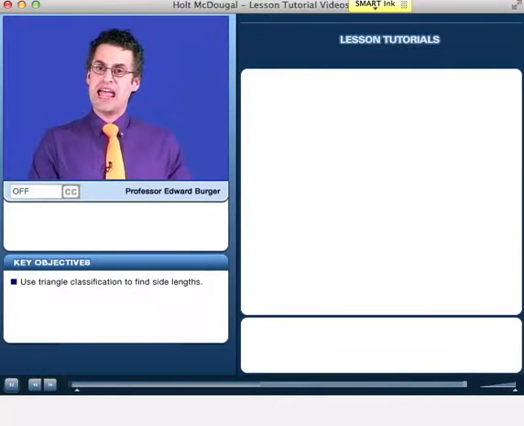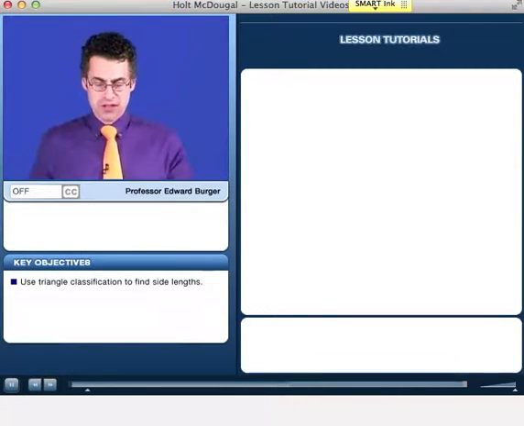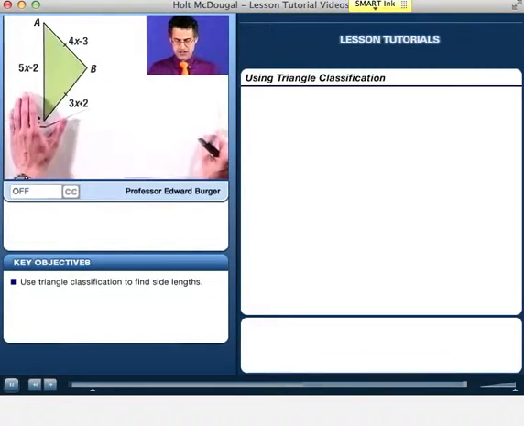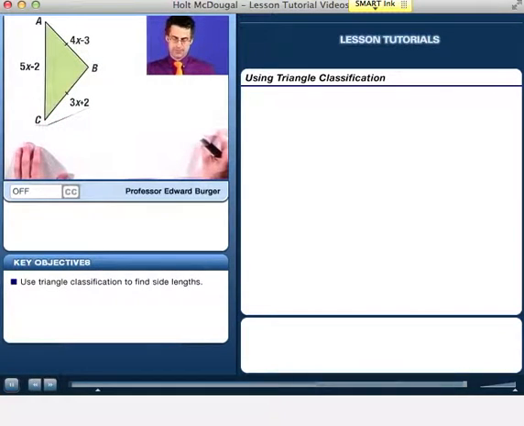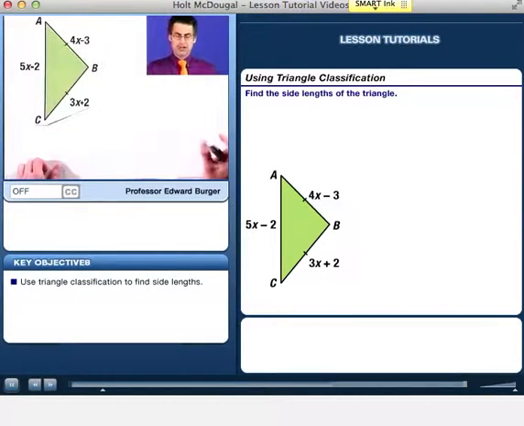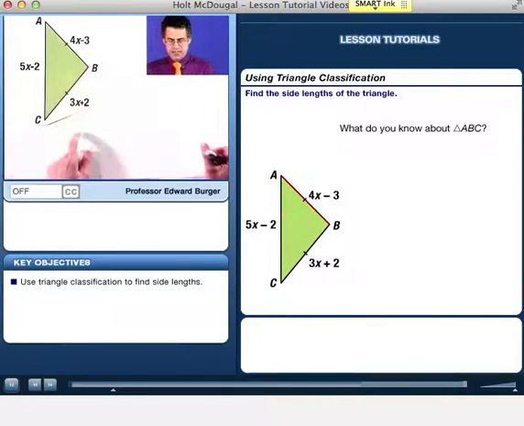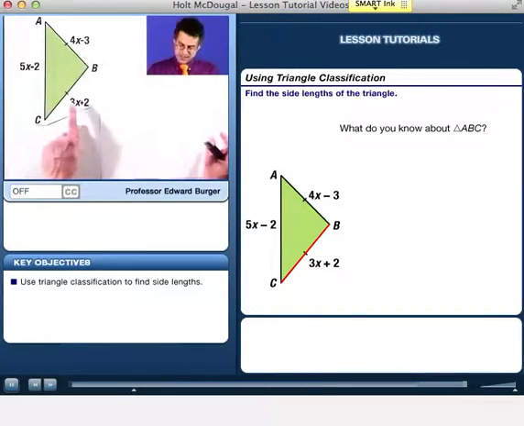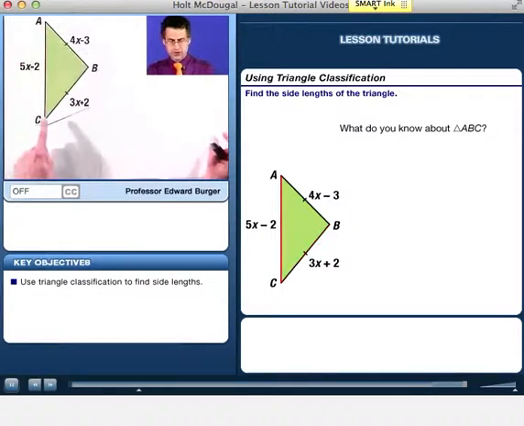Once we understand triangles a little bit better, we can start to analyze them. Look at this interesting picture, this green triangle. And we're told the lengths of the various sides of this green triangle. This length turns out to be 4x minus 3, where x is something that's unknown to us. This length here is 3x plus 2 with that same unknown x, and the third length is 5x minus 2.